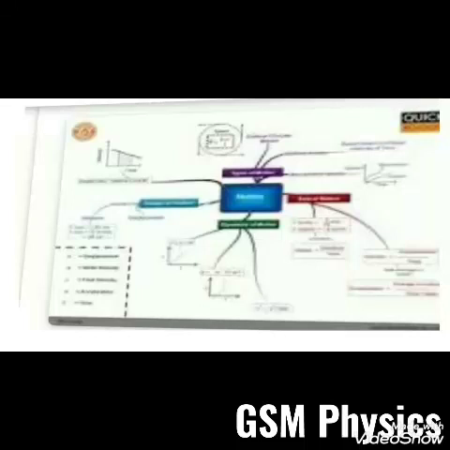Recall the concepts today. First, we saw about rest and motion. Then, types of motion: linear, circular, oscillatory, random motions, and uniform and non-uniform motion. Finally, distance, speed, displacement, velocity, acceleration. These are the topics we learned today.